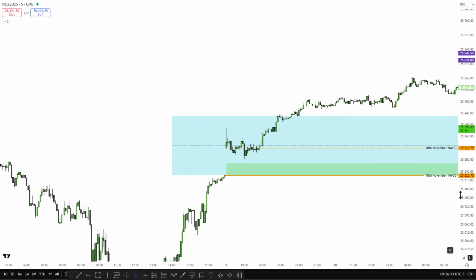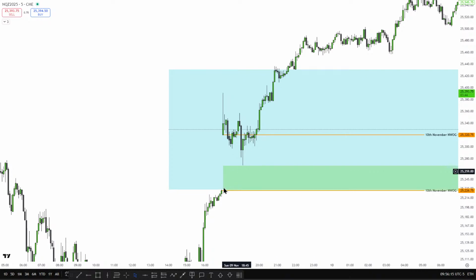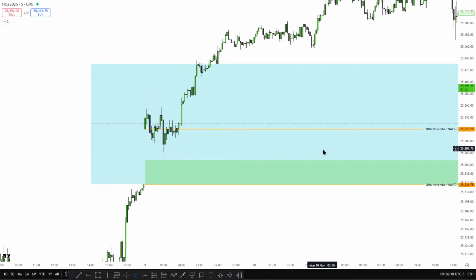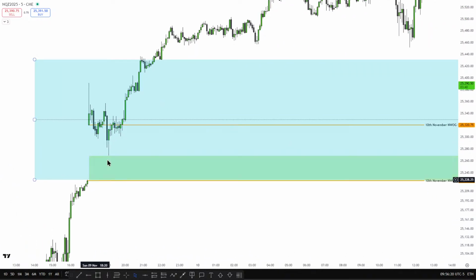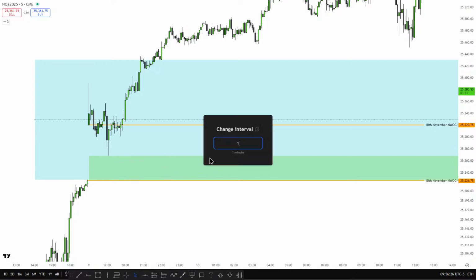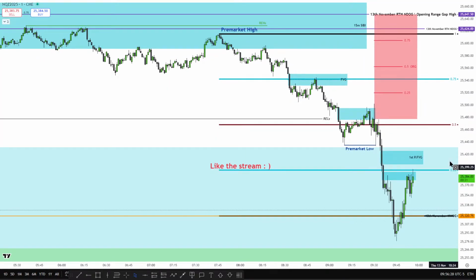Because we've got an unfilled portion of the NWOG here, I don't want to see us leave that alone and then trade high. I want to see us use this, or at least touch it. I don't even care if it fills the entire thing in. I want to see it just get tapped in here, and then rally higher.